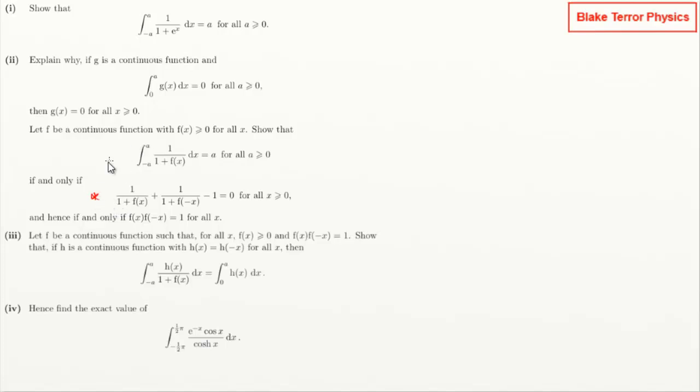I need to be able to work backwards from here to here, because I can only get this result at the top if the thing at the bottom holds. So I must have this one-to-one chain going all the way top to bottom. Otherwise, I don't have an if and only if. Keep that in mind as we go through it. So I'm starting here with the integral from minus a to a of 1 over 1 plus f of x dx, and that equals a, for a greater than or equal to 0.